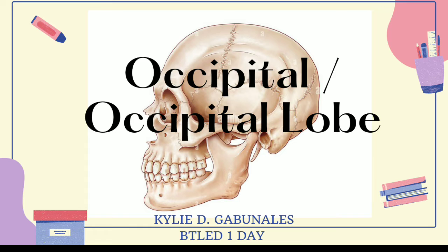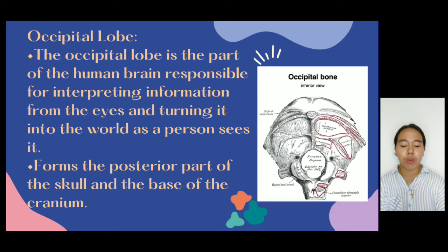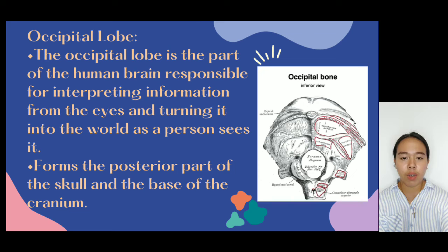So today I am going to discuss the occipital lobe. The occipital lobe is the part of the human brain responsible for interpreting information from the eyes and turning it into the world as a person sees it. So this is how we are going to see the world around us. And it forms the posterior part of the skull and the base of the cranium.